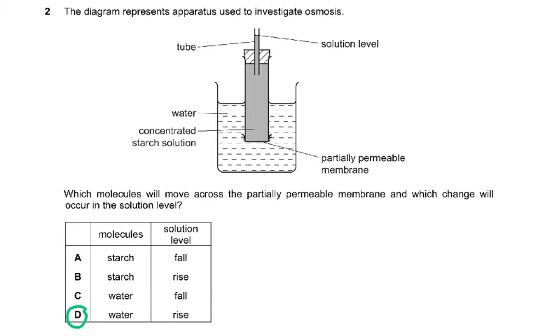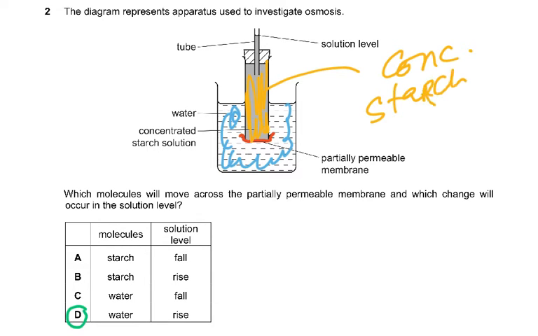Now we go on to question number 2. The diagram represents apparatus used to investigate osmosis. So there's a tube and there's a solution level and there's a partially permeable membrane which is surrounding this tube. This is the partially permeable membrane, and then there's water. So this is all water. And then inside this there is a concentrated starch solution, which is of course going to be a little difficult for you to understand. Starch, the large molecule, cannot diffuse out of that partially permeable membrane.